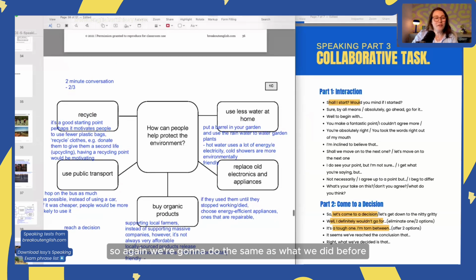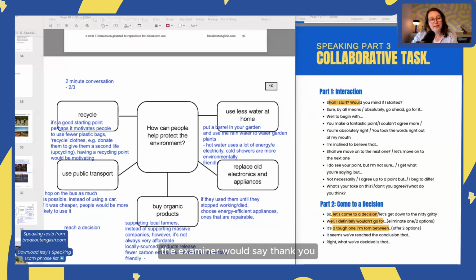So again, we're going to do the same as what we did before. I'm going to ask Michaela and Ursula to go first. The examiner would say, thank you. Now you have about a minute to decide which is not important to protect the environment.